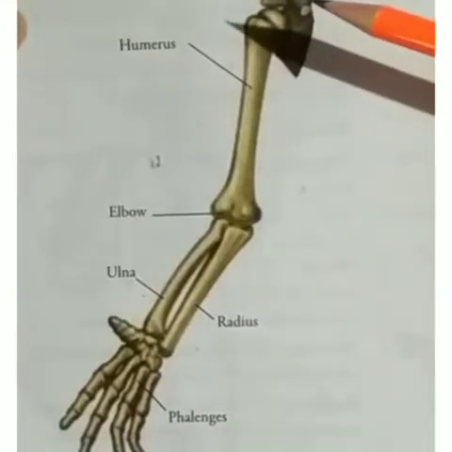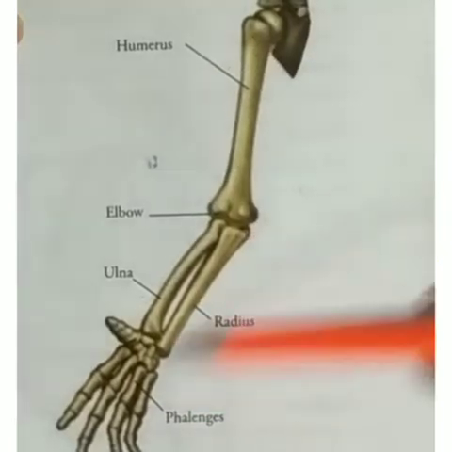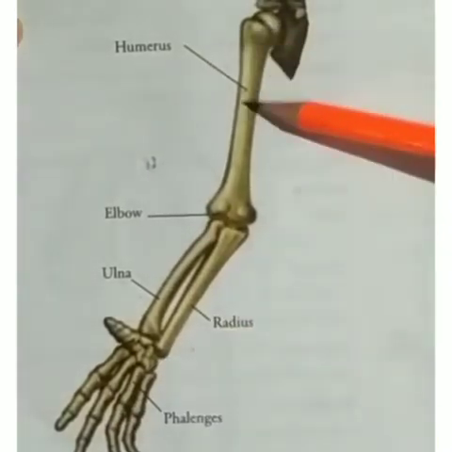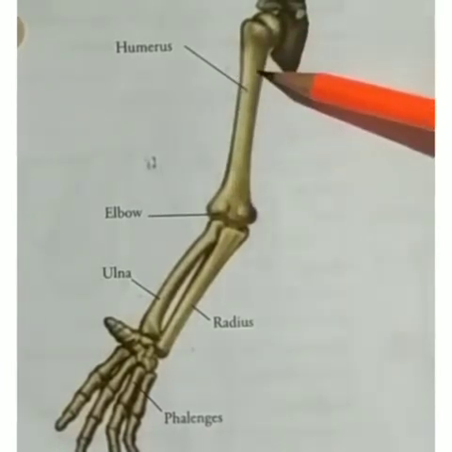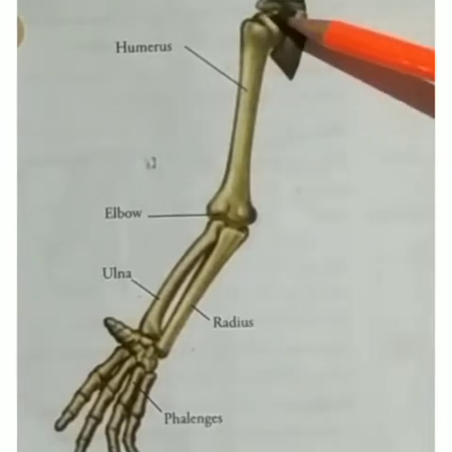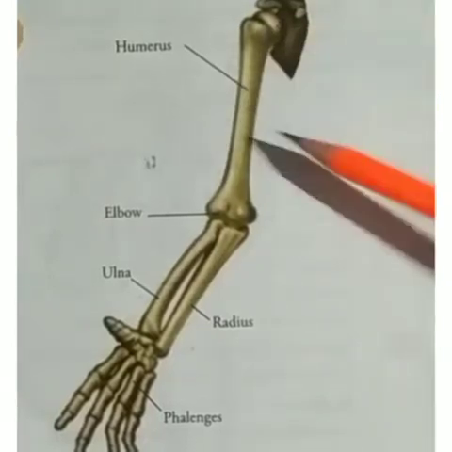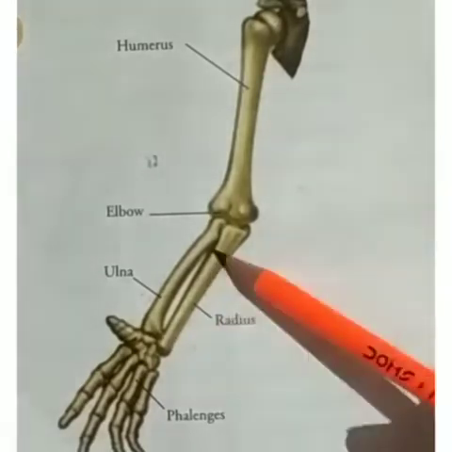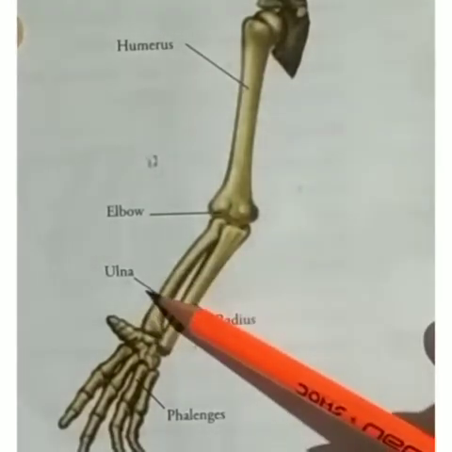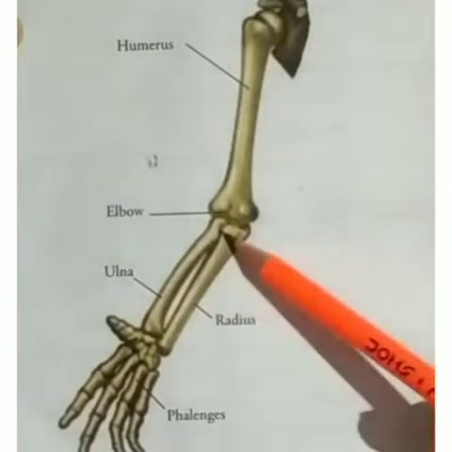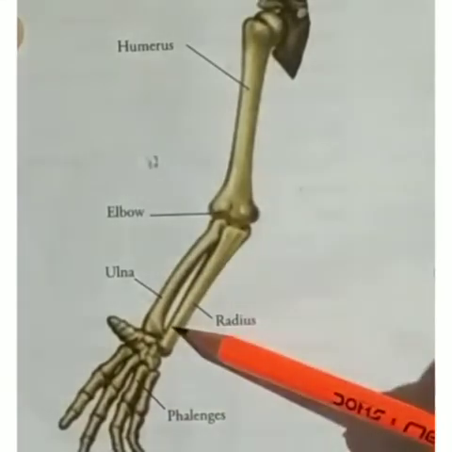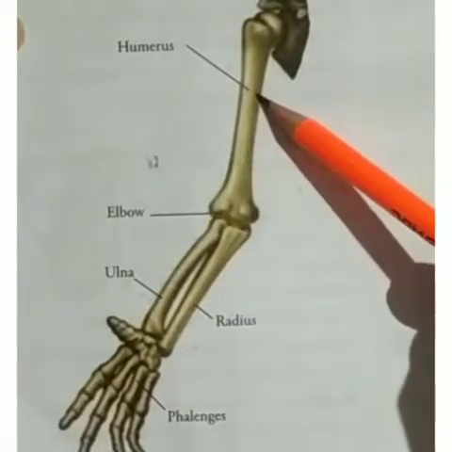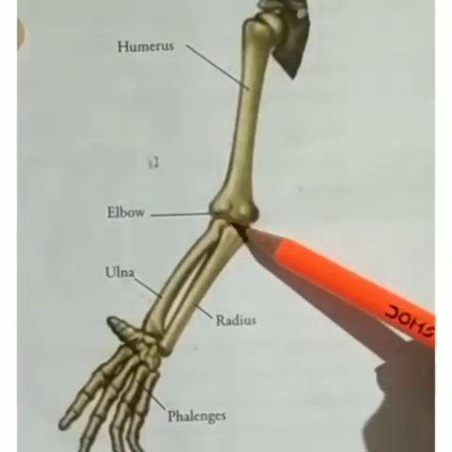Now comes forelimbs. These are the bones of forelimbs. This is the upper part of the arm, which contains a single bone, the humerus, and this humerus is attached to the shoulder with a joint. This is also known as the ball and socket joint. Now comes the lower part of the arm. This is the ulna and this is the radius. There are two bones in the lower part of the arm, the ulna and radius. This lower part of the arm is attached to the upper part of the arm here at the elbow.